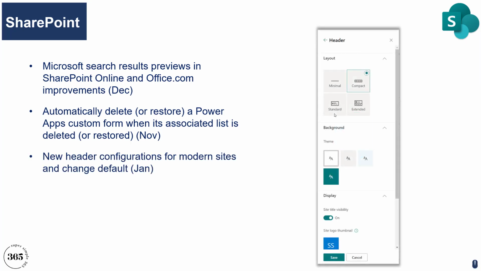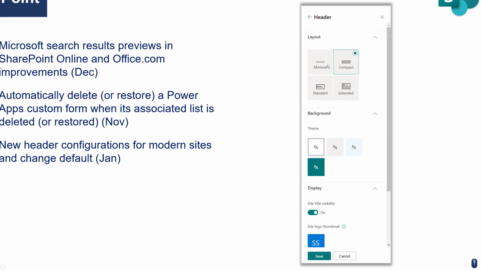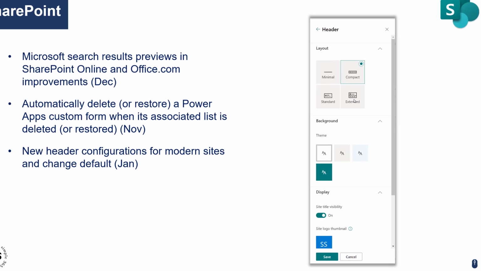New header configurations for modern sites and changes to the default. You can see on the screen that we've got the compact header in SharePoint as the default, but you can choose the minimum, the standard, or the extended. You can just increase that header or reduce it according to how you want your page to look.